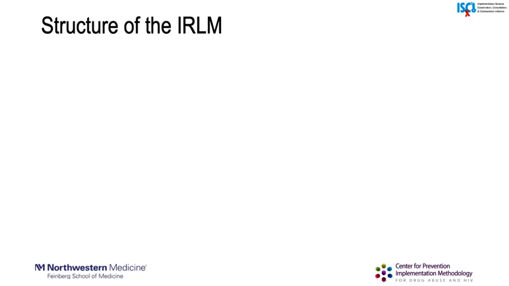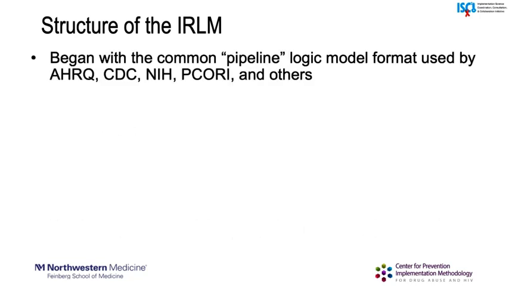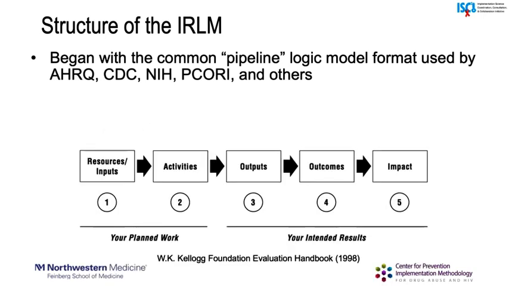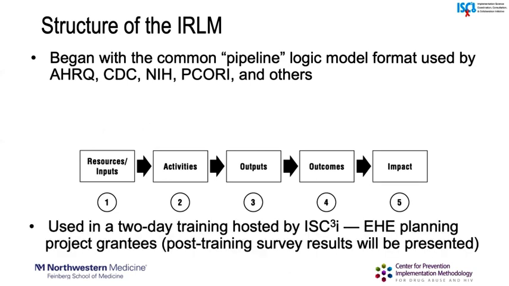So the structure of the model, I'm going to go over this fairly briefly. We began with the common pipeline logic model format that is used currently by AHRQ, CDC, NIH at times, PCORI, and of course others like the Robert Wood Johnson Foundation. Very briefly, this is what that looks like. The pipeline really covers 5 core elements of resources and inputs, and then activities, which are really kind of the planned work. And then the intended results are the outputs, outcomes, and impacts of the project.